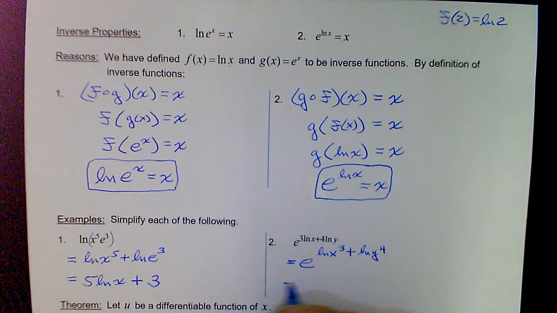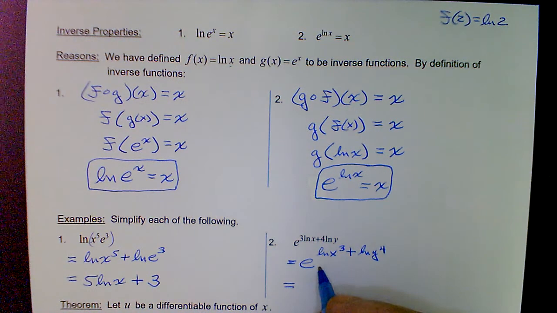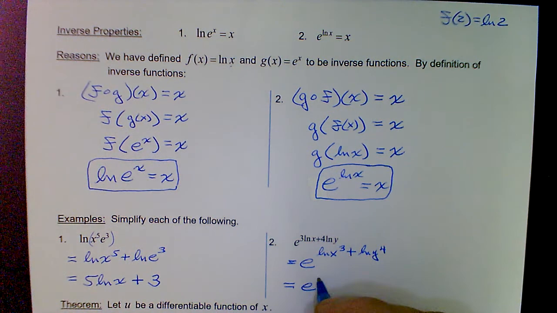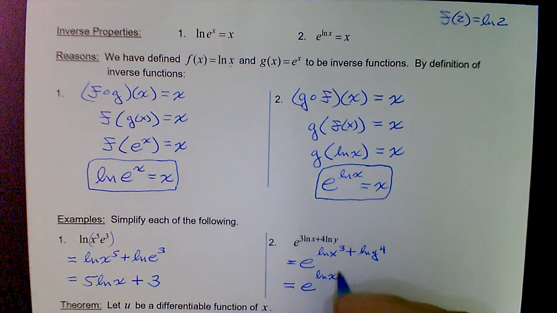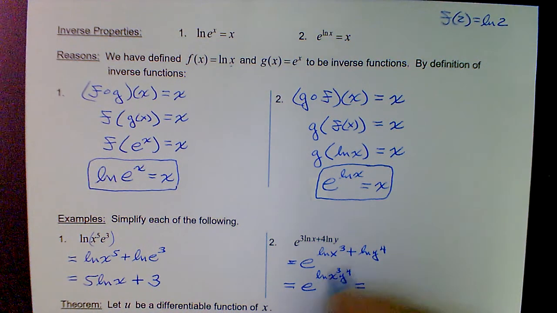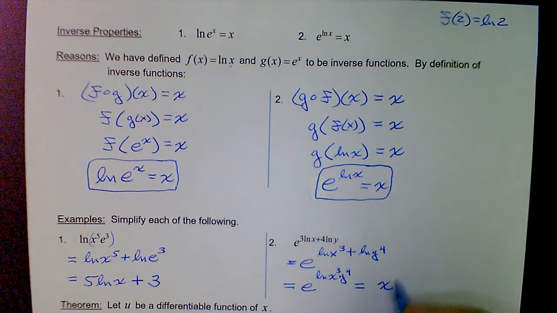Then we could recognize that this is a sum of logs, which we know came from a product. So e to the natural log of x cubed y to the fourth. And now by the inverse property, e to the natural log of something is just that something. So x cubed y to the fourth.